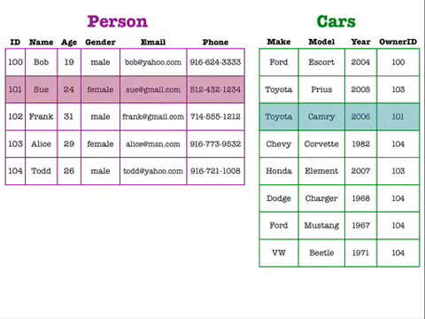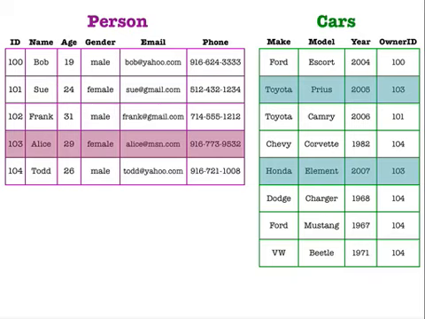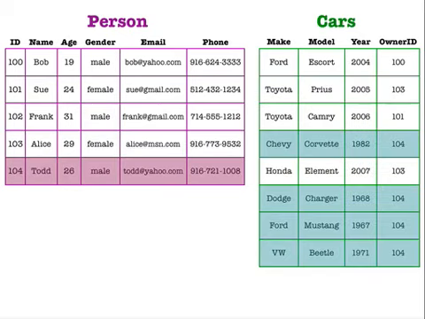Here's Bob's car. Here is Sue's car. Frank doesn't own any cars, so his ID number doesn't appear anywhere in the car table. Alice owns 2 cars. Her ID number appears twice in the car table. And Todd owns 4 cars. His ID number shows up 4 times next to each of his cars. This is a much better way to organize the data in our database, instead of using one large table.